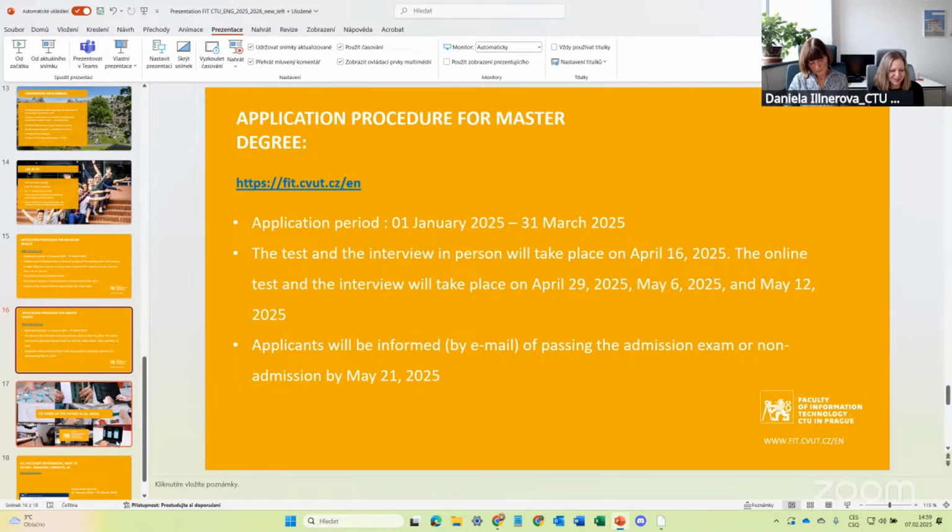But you may be admitted to studies, or you will receive the notification of the results of the entrance examination. These are those finals in August. All documents needed for the admission of the applicant have to be provided to FIT until September 15.